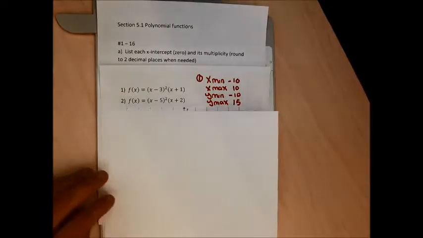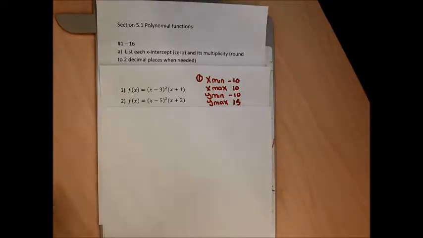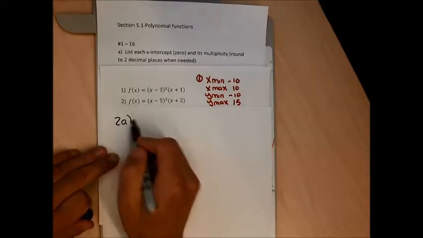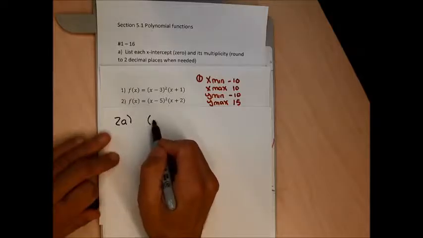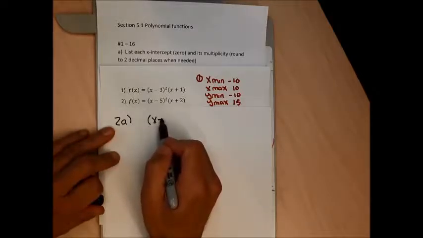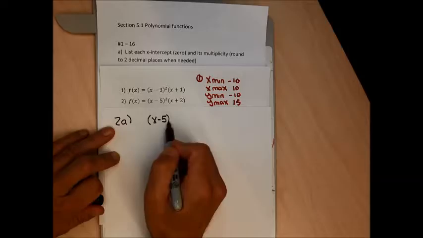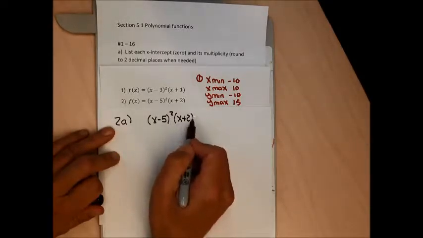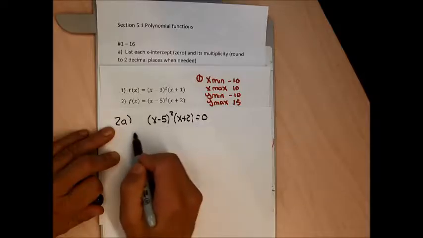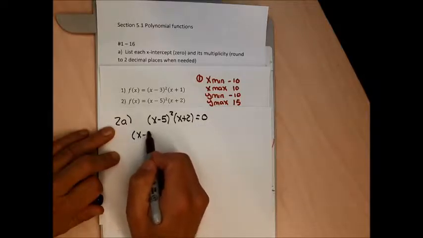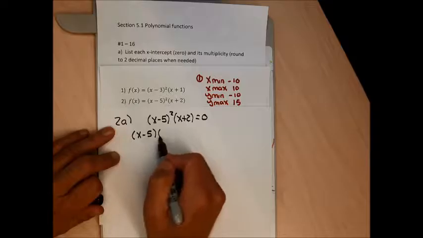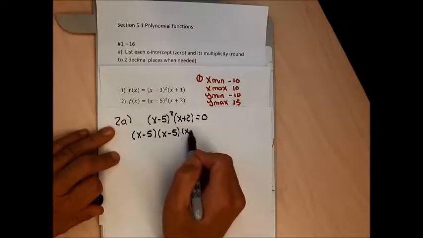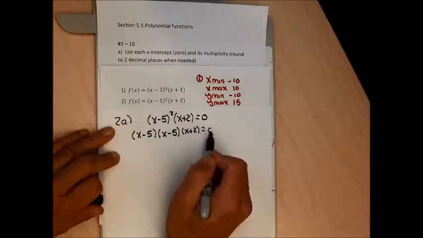So I'm going to just jump in and do 2a. 2a asks me to find each x-intercept and its multiplicity. So to find an x-intercept, you're just going to take the function itself and set it equal to 0. So I'm going to take (x minus 5) squared times (x plus 2) and set it equal to 0. And I can write this without the exponent. So this is going to be (x minus 5) times (x minus 5) times (x plus 2) equal to 0.